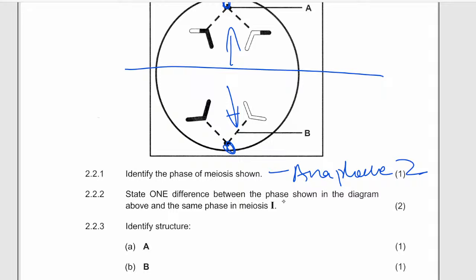State one difference between the phase shown in the diagram above and that of meiosis 1, meaning that they want the difference between anaphase 1 and anaphase 2. For example, in anaphase 1, homologous chromosomes separate to opposite poles, while here the chromatids of the chromosome separate to opposite poles. You understand? Yes.